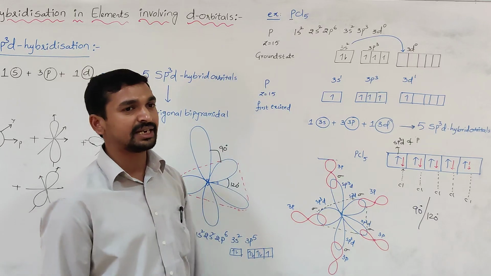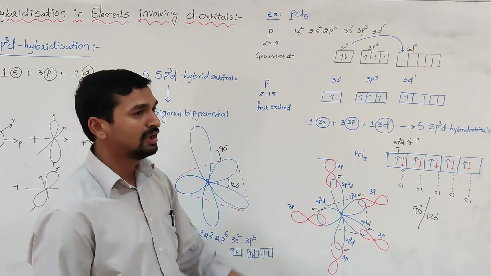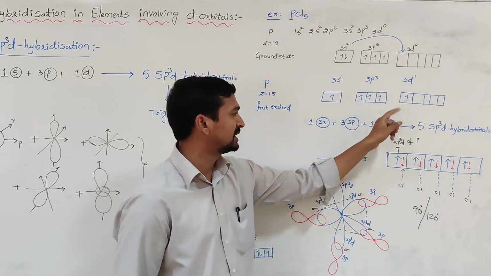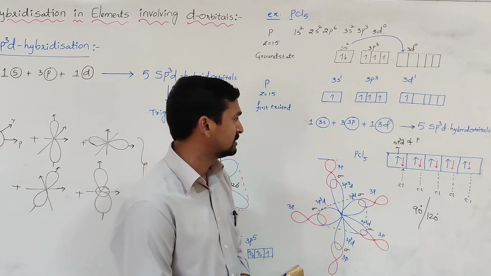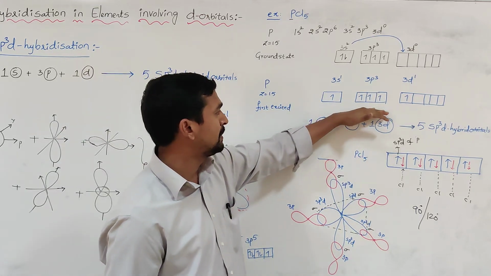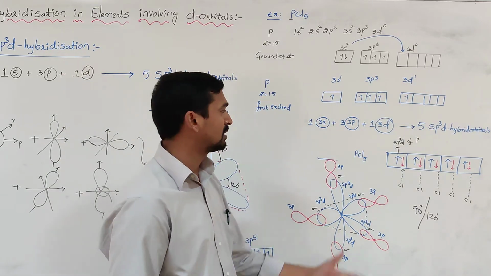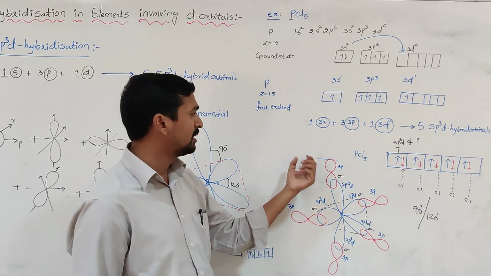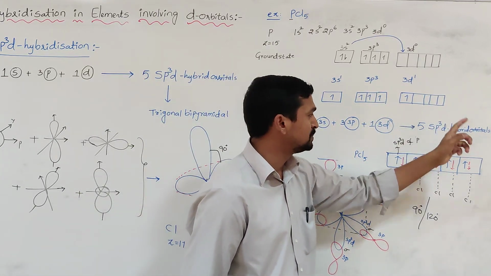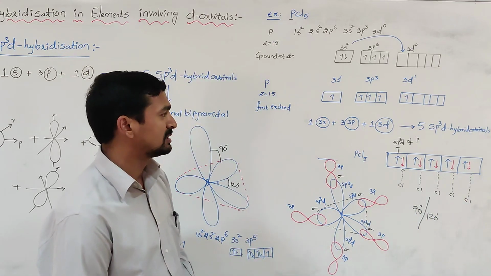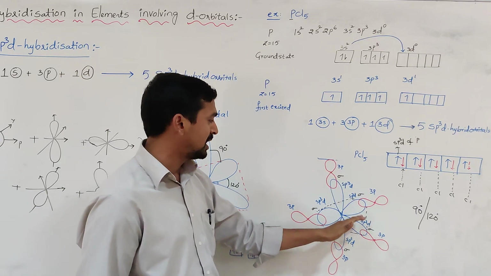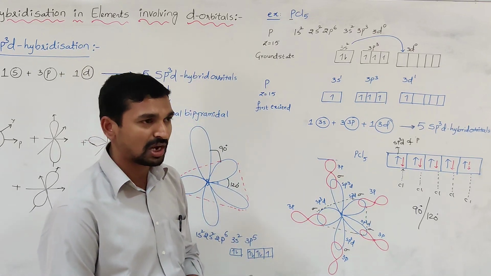The first excited state electronic configuration accounts for the pentavalency of phosphorus because of the presence of 5 unpaired electrons. So now the 1 3s orbital, 3 3p orbitals and 1 3d orbital are comparable in energy, so they are hybridized together to form 5 sp3d hybrid orbitals. So these 5 sp3d hybrid orbitals are oriented in trigonal bipyramidal geometry.